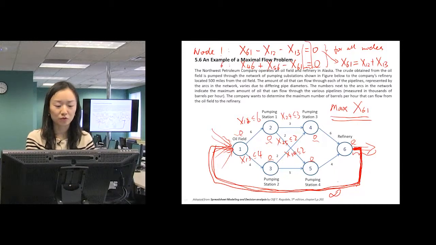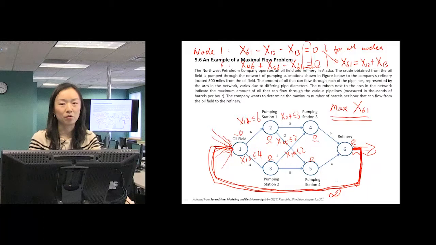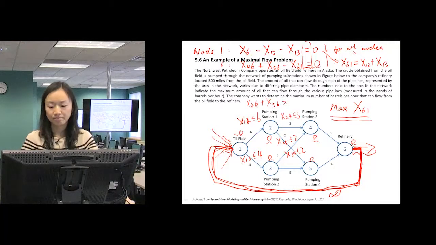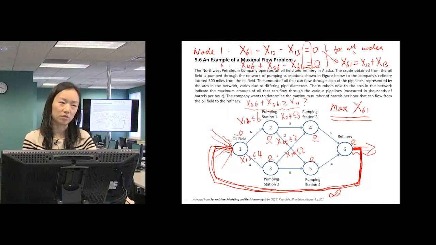Does that make sense? If we use greater than or equal to, is it possible that some oil will be left there? We want to maximize x61. What do you think? If we use greater than or equal to, x61 greater than or equal to x12 plus x13, then the inflow x46 plus x56, so that's for node 6. If we say greater than or equal to, that does not make much sense, right? What goes in needs to be greater than or equal to what comes out. Yeah, so probably it does not make sense.